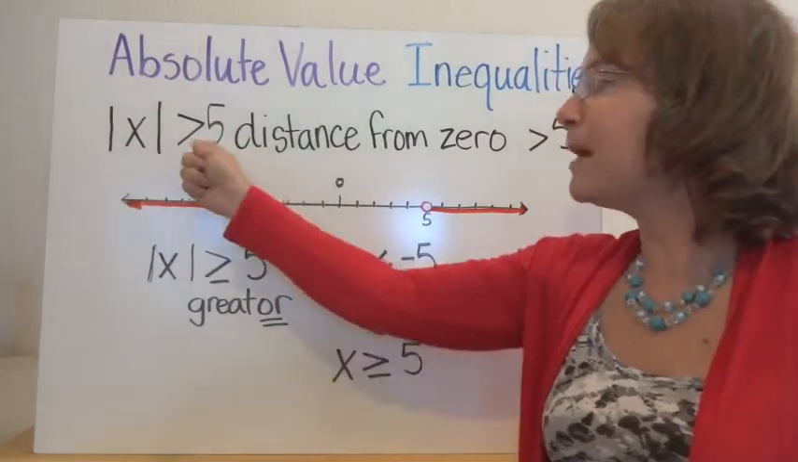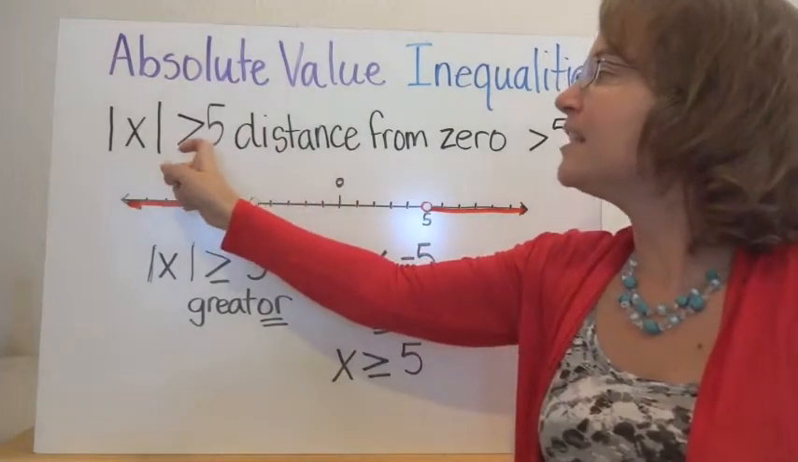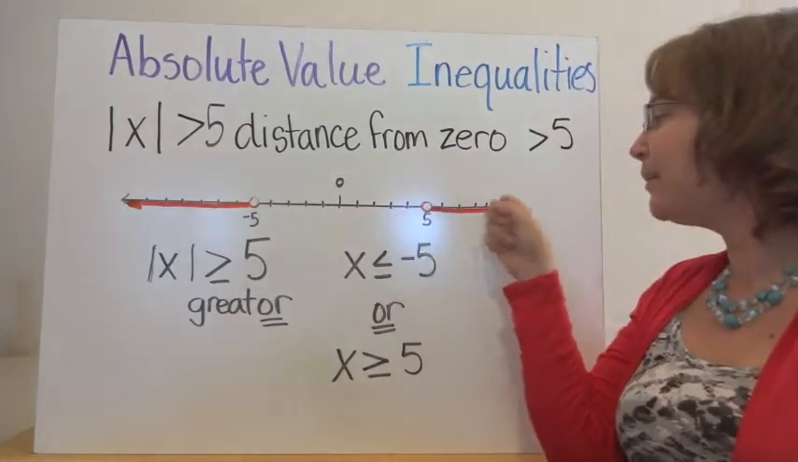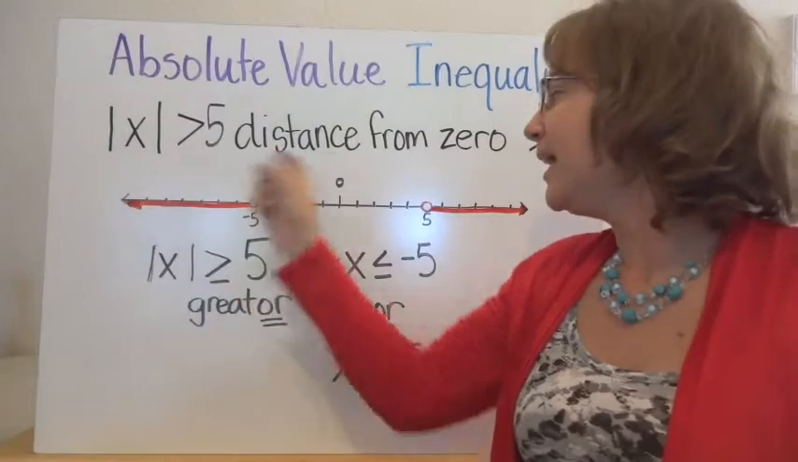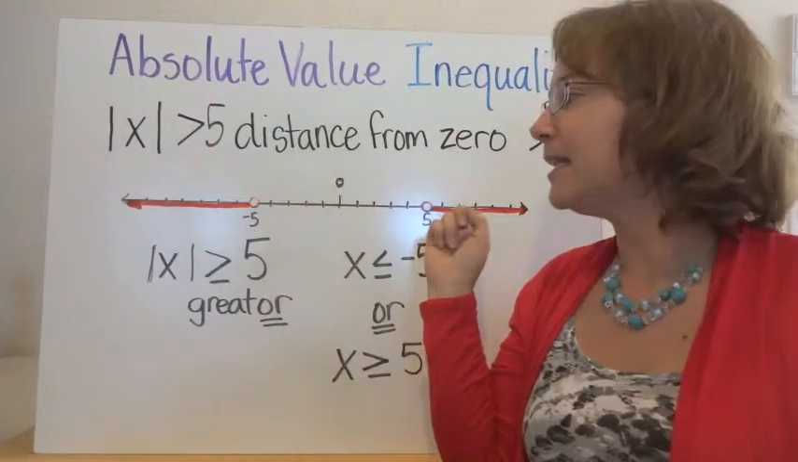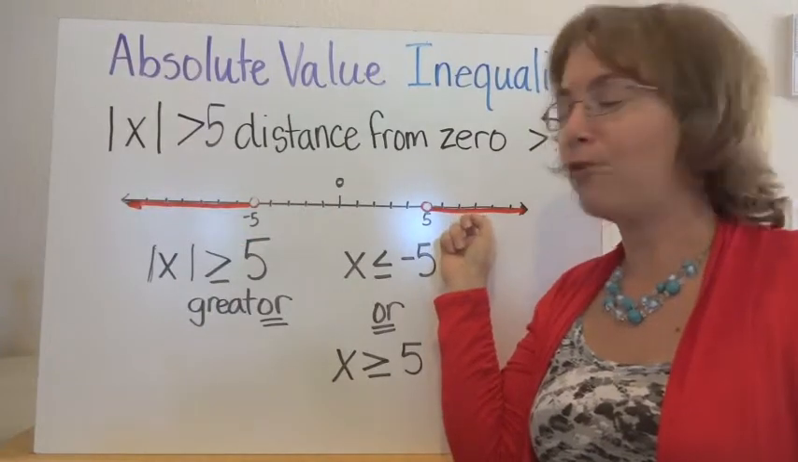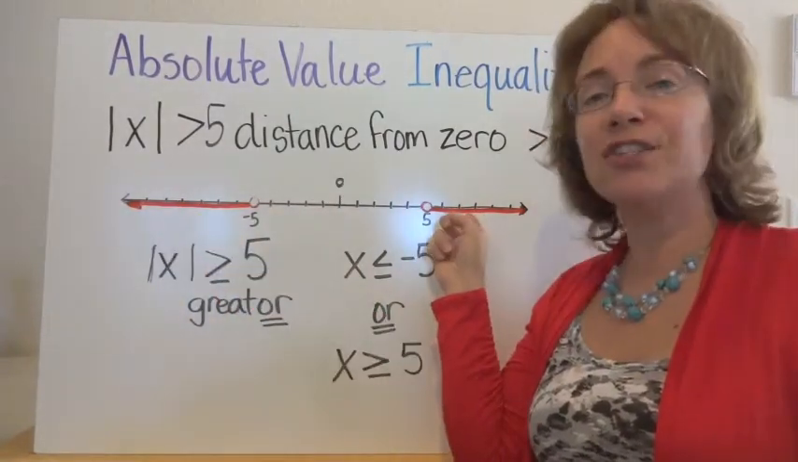Well, the same is true with my positive numbers. If I have positive numbers greater than 5, they're going to give us a distance that's greater than 5. So any numbers over here all the way up. So when I look at this, I have two different possibilities. The numbers can be over here, or the numbers can be over here. Now, it can be this solution or this solution.